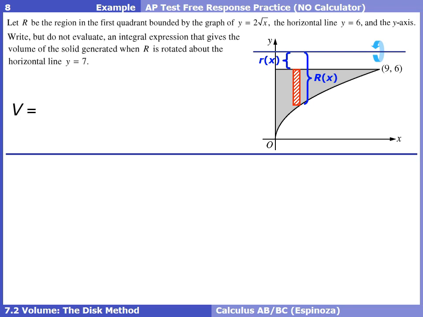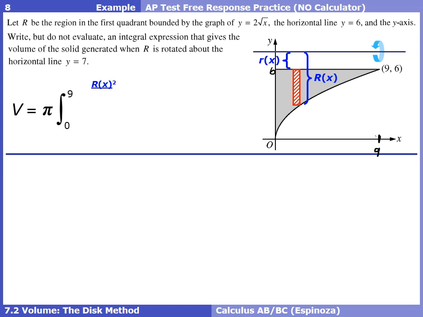Okay, so let's set up this integral. The volume is equal to, of course, don't forget the pi, the very common thing to forget. We're integrating with respect to x here, so we need to use x values. So it's not 0 to 6, this is 9 right here, this is 6 right here. We're integrating with respect to x, so it'd be 0 to 9. And we need to do big R squared minus little r squared.